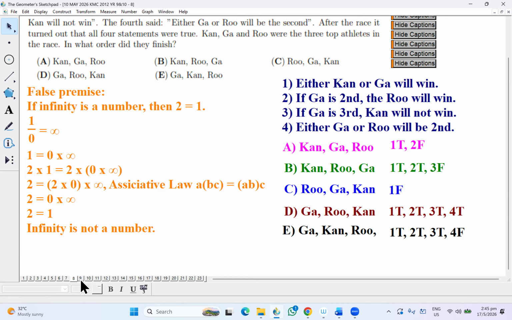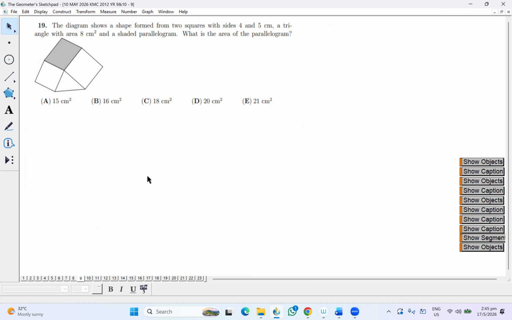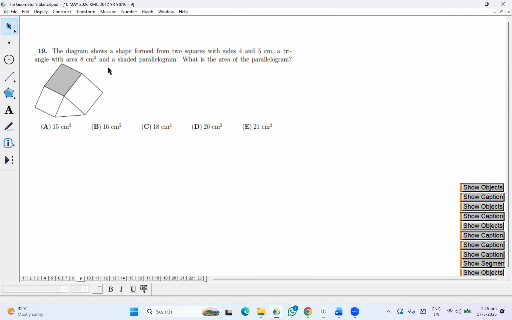Number 9. The diagram shows a shape formed from 2 squares with sides 4 and 5 cm, a triangle with area 8, and a shaded parallelogram. What is the area of the parallelogram? So we have two squares, one is 4, one is 5, and the area is 8.